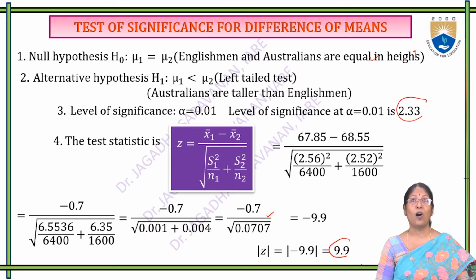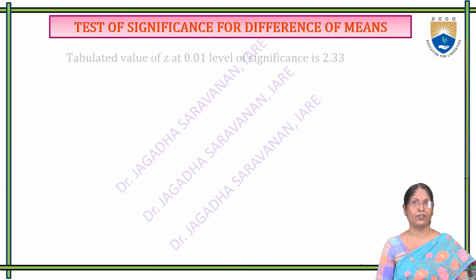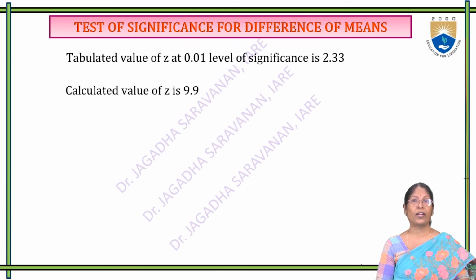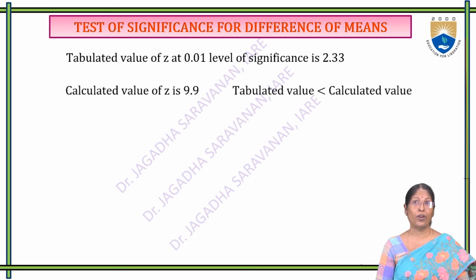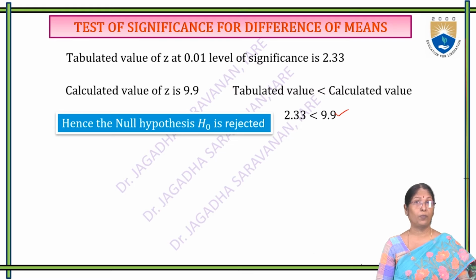In this problem, the alternative hypothesis is dominating because the null hypothesis is rejected. So we write the solution in a presentation way: the tabulated value of z at 0.01 level of significance is 2.33. The calculated value of z is 9.9. The tabulated value is less than the calculated value, that is 2.33 is less than 9.9. So the null hypothesis H naught is rejected.